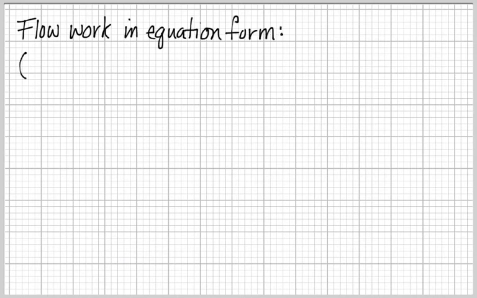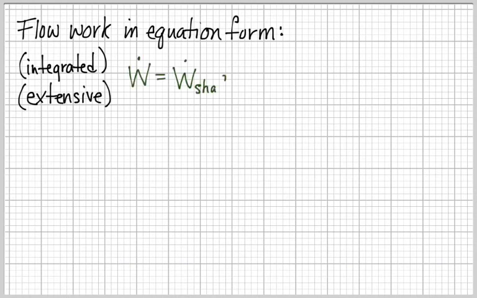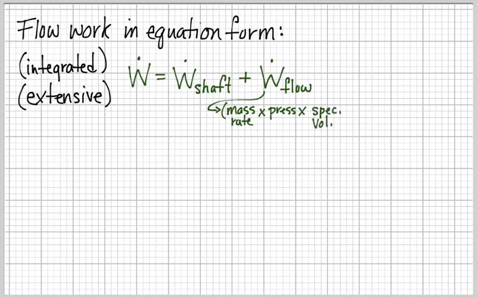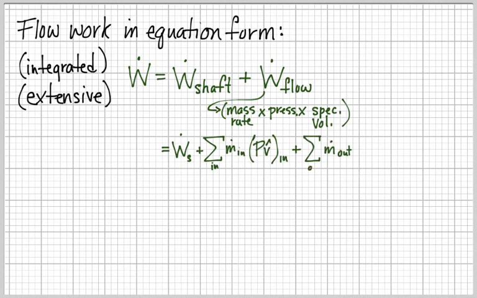So let's put that in equation form. We're going to use an integrated form, and I'm going to express that in extensive variables, so this will be a capital W. So this is the net work happening from fluid passing through a system. We're going to have something called shaft work, which you'll see in the diagram. It basically is, in this case, the mechanical work of the system that is not flow work.